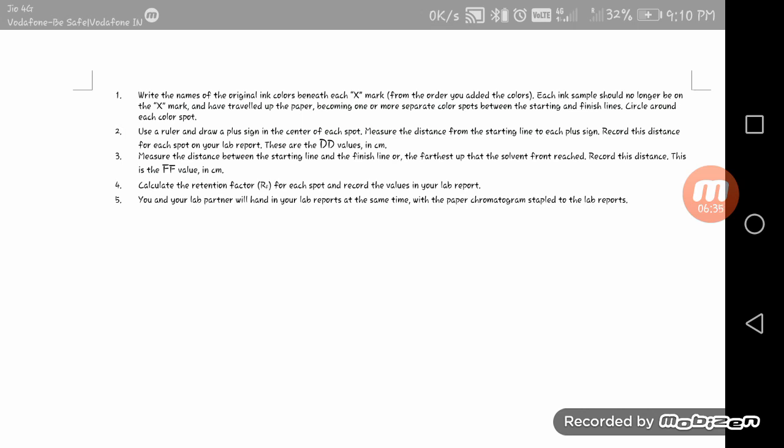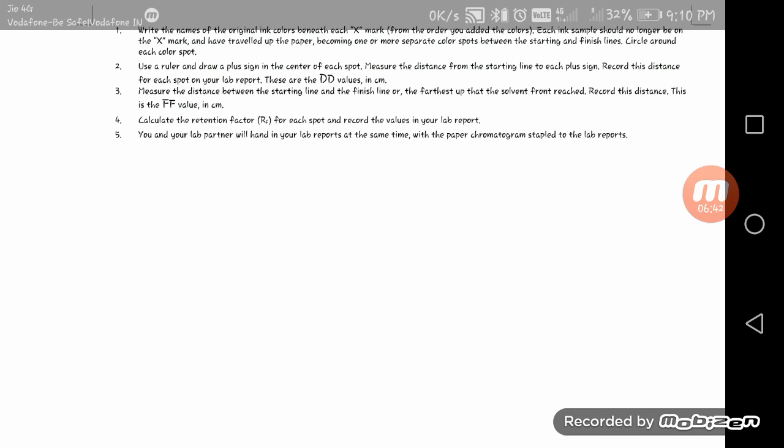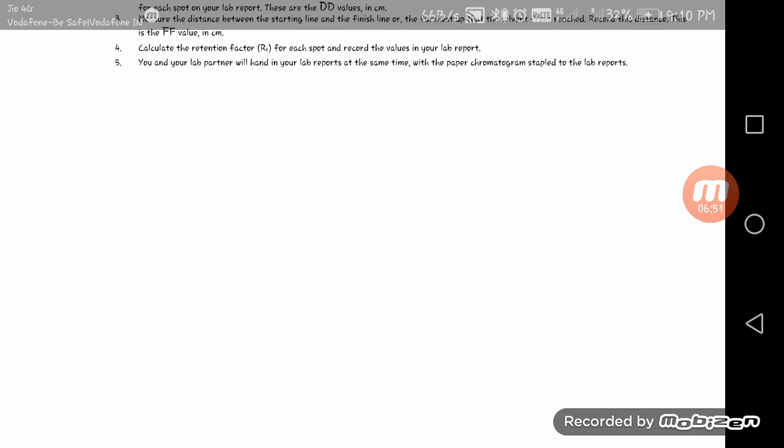Use a ruler and draw a plus sign in the center of each spot. Measure the distance from the starting line to each plus sign. Record the distance for each spot. Then calculate the Rf value of each spot and record the value.